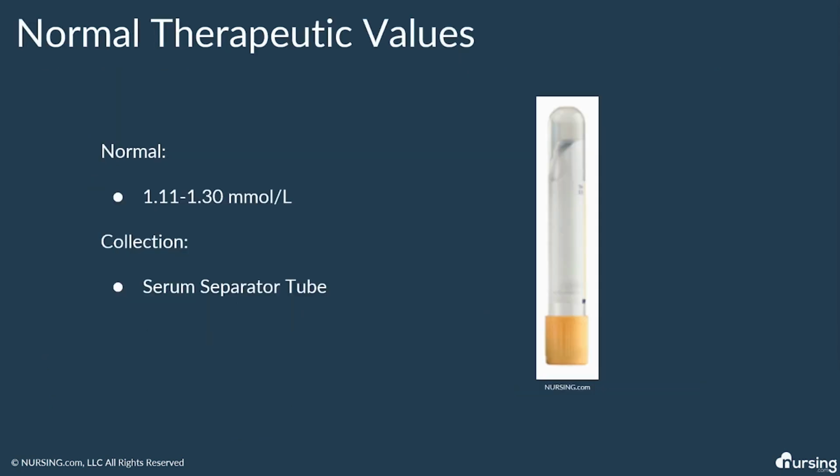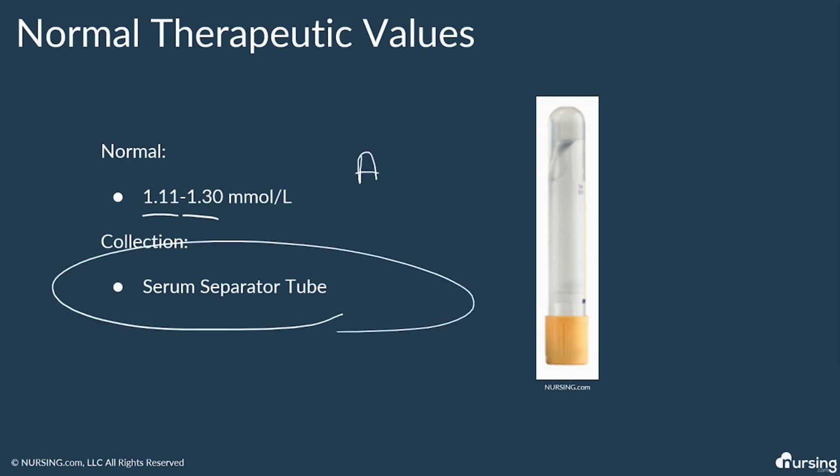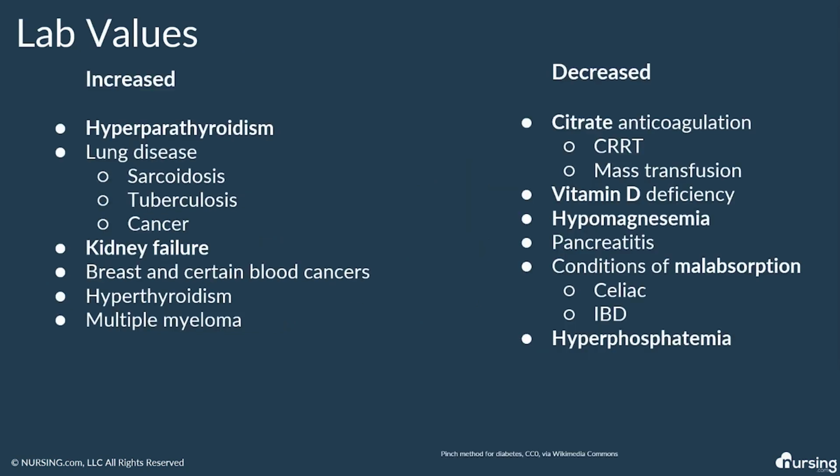Normal therapeutic values are between 1.11 and 1.3 millimoles per liter. It's collected in a serum separator tube. I often collected it in an ABG tube, and it was written with all of those values that we see on a blood gas. Lab values will be increased in the face of hyperparathyroidism.